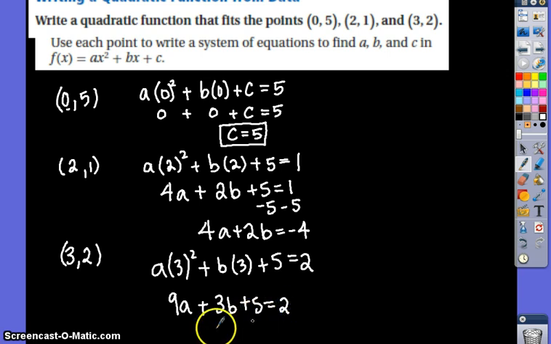Take away 5 from both sides. I'm running out of room, so I'm not going to write it, but it's 9a plus 3b, and then we'll take away 5 from both sides, giving us a negative 3 over here.